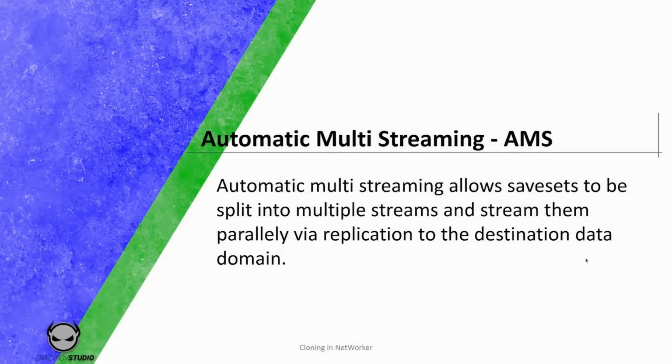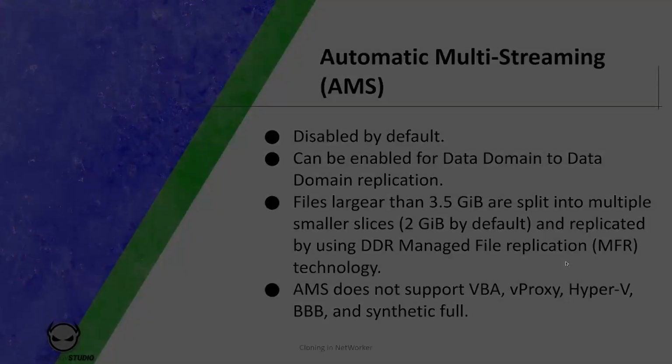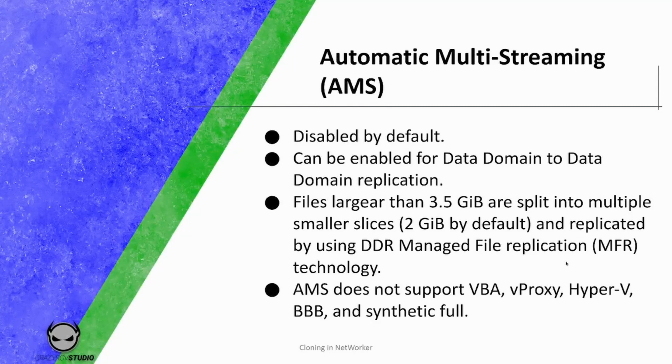Automatic multi-streaming is a new feature in NetWorker 19 that allows save sets to be split into multiple streams and then streamed in parallel via replication to the Data Domain. Let's look at a few features or behaviors of automatic multi-streaming. So automatic multi-streaming is disabled by default. When you look at how we enable it, you will see that this is not a straightforward operation, and it's not available on the UI. It has to be done manually by going into the configuration on the NetWorker server itself.